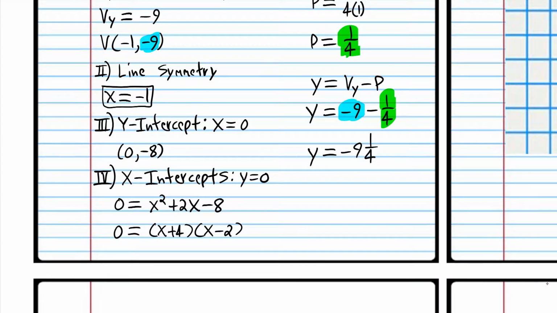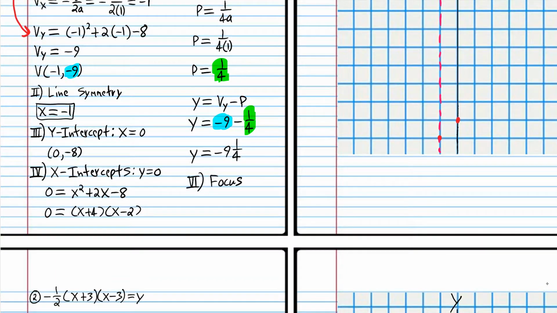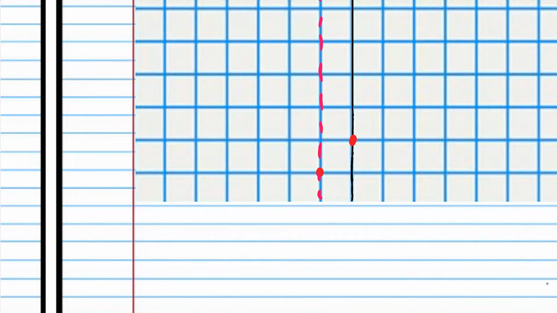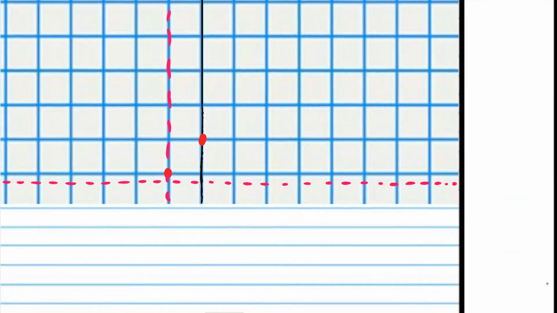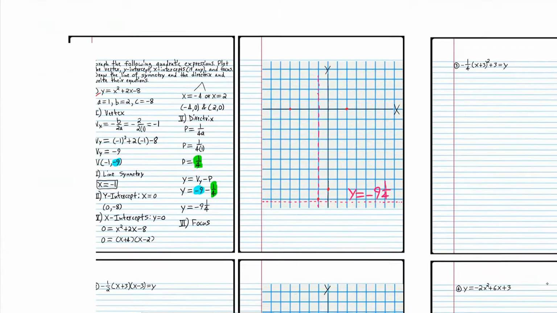Okay, so now we just need to find the focus. And before we do that, I'm going to go ahead and graph the directrix. So -9 and 1/4. That's going to be down here. I can go ahead and graph that. Y equals -9 and 1/4. I'll worry about the other points later.